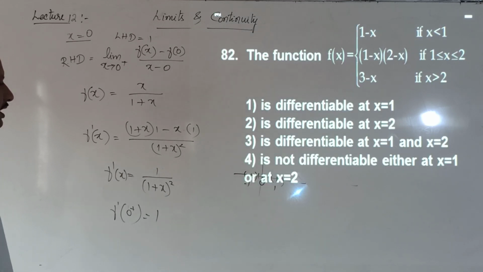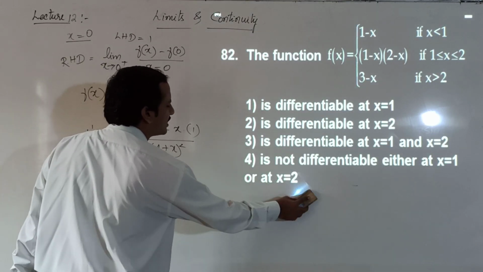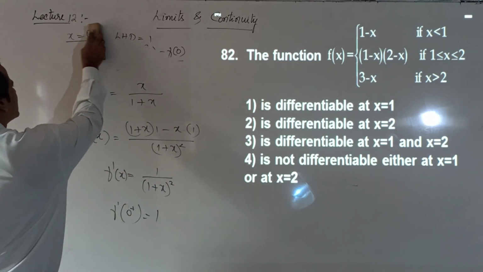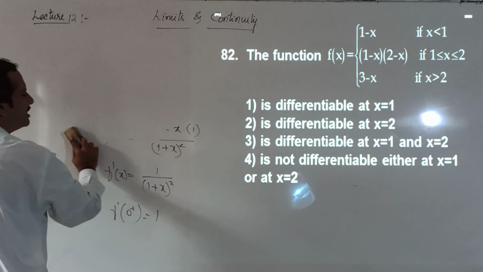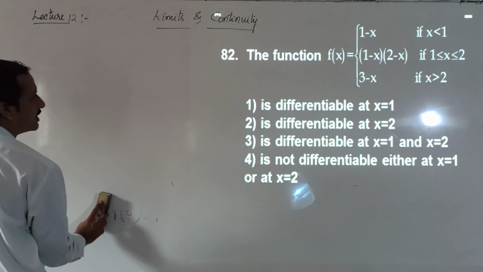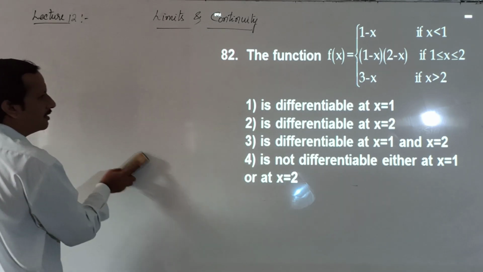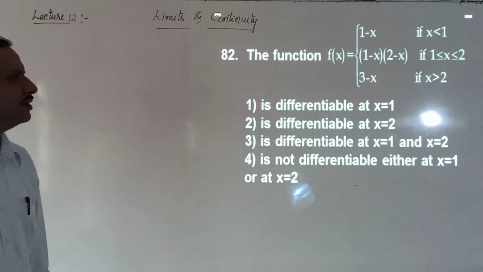Next question, 82. The function f(x) is equal to 1 minus x if x is less than 1, and (1 minus x) into (2 minus x) if x is greater than or equal to 1 but less than or equal to 2.